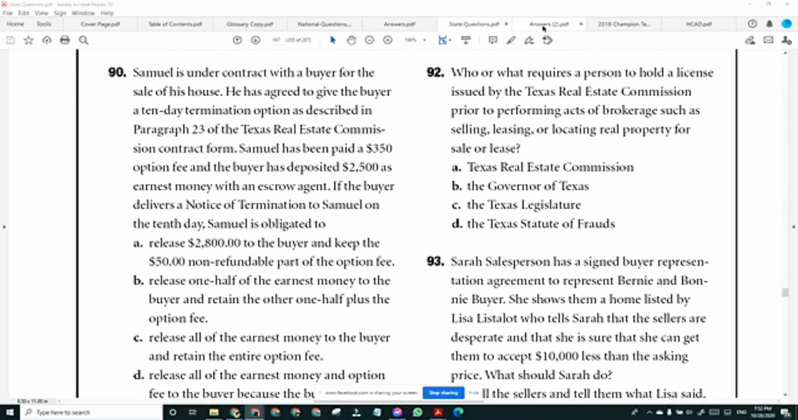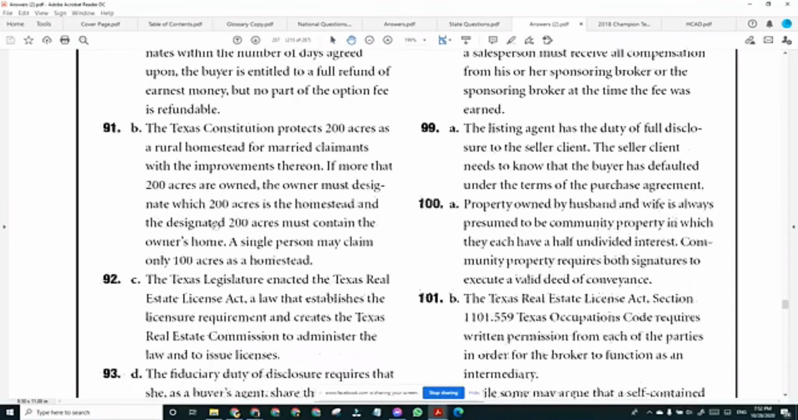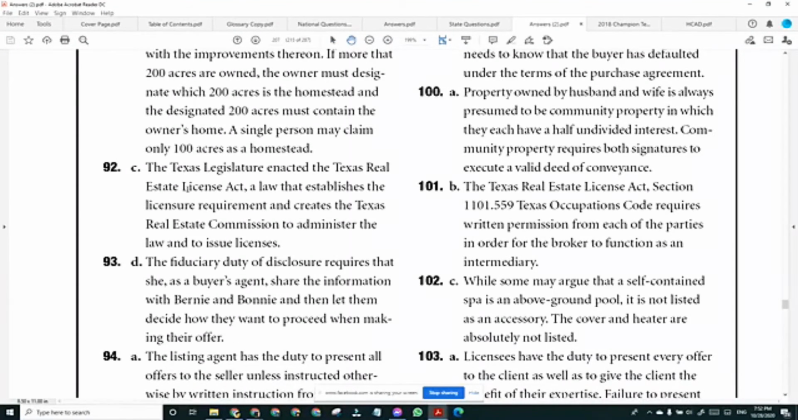Yeah, I know, you are, Curtis. Okay, well, TREC issues the license, but who gives TREC the right? Legislature. See, Texas legislature enacted the Texas Real Estate License Act, TRELA, a law that establishes licensure requirement, and creates the Texas Real Estate Commission to administer the law and to issue licenses. 92C. Very good, Annabelle.